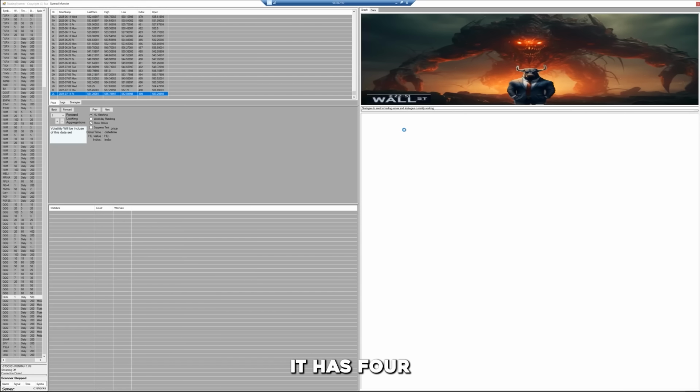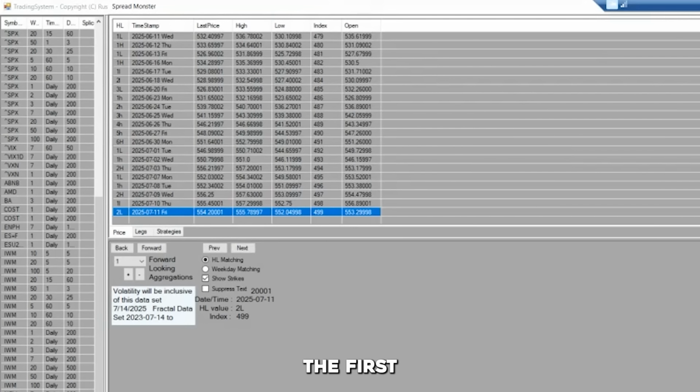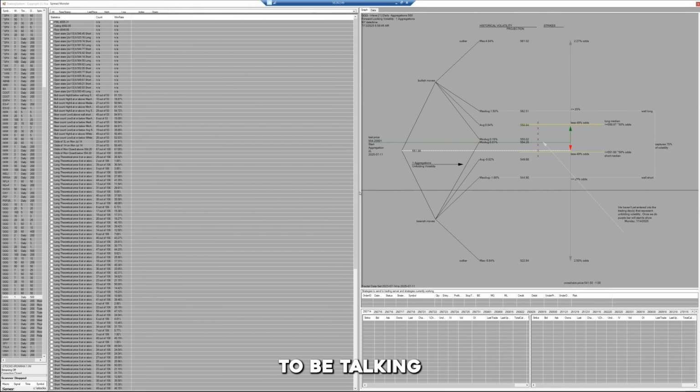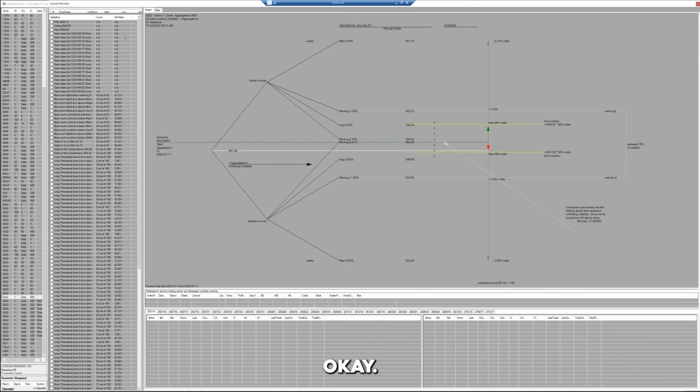Basically it has four main tools, or features you could say. The first one is the volatility graph, then the density graph, then the odds graph, then we have the statistics right here. First of all, we're going to be talking about the first graph right here, the volatility graph.